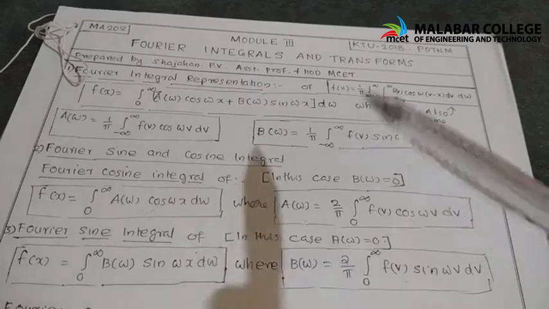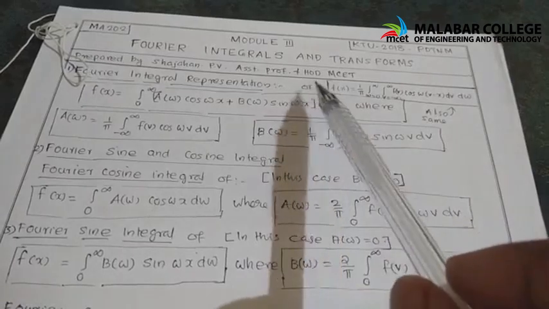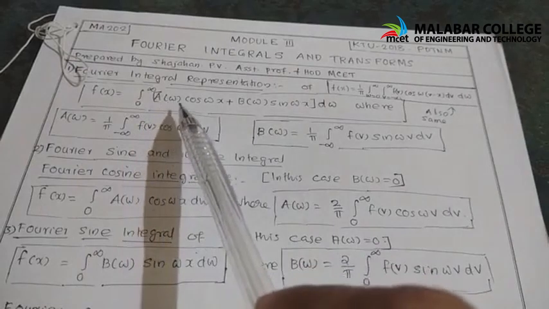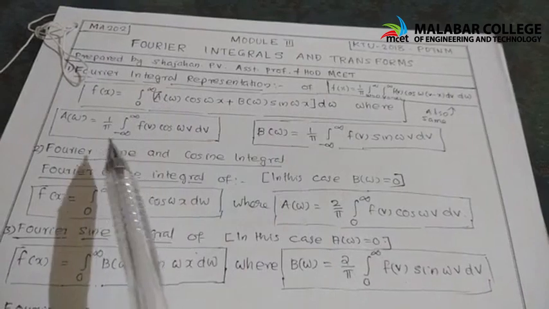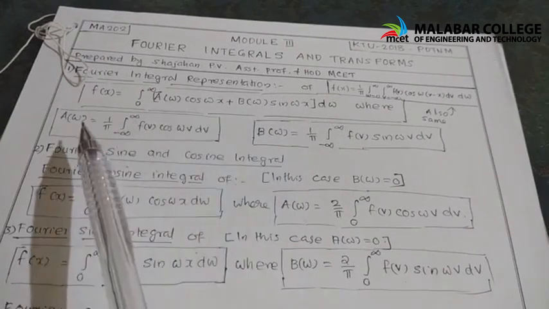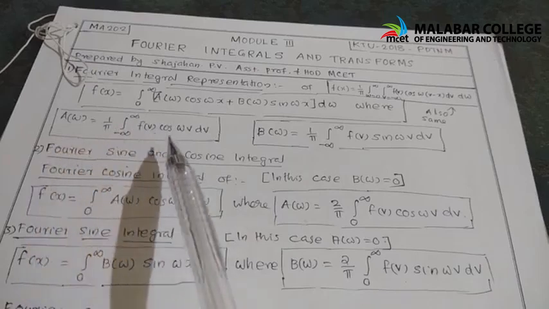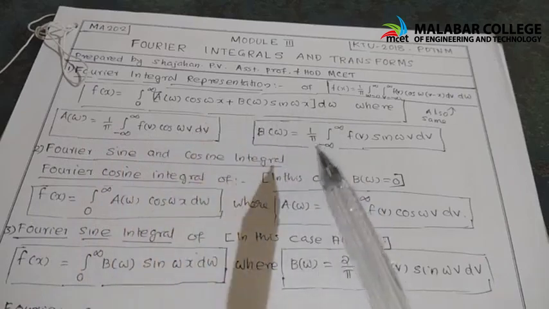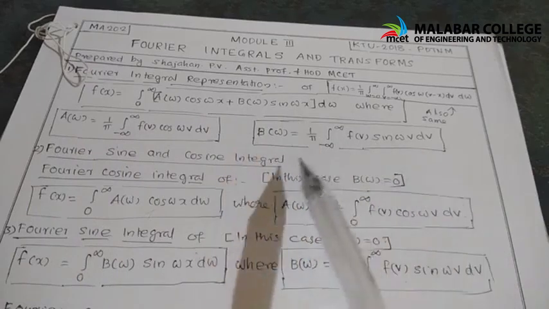First of all, I am going to explain how to find the Fourier integral representation of a function. For that, we use the formula f of x equal to integral 0 to infinity a omega cos omega x plus b omega sin omega x d omega, where there are two parameters, a omega and b omega, obtained by using the formula a omega equal to 1 by pi integral minus infinity to infinity f of v cos omega v dv, and b omega equal to 1 by pi integral minus infinity to infinity f of v sin omega v dv. This is the first formula we are using.